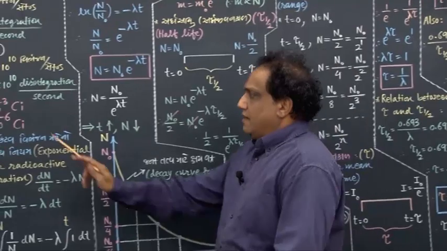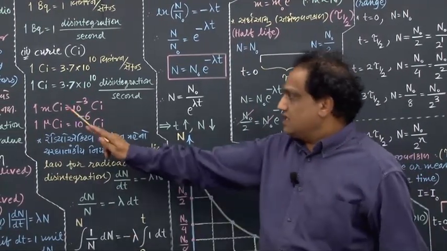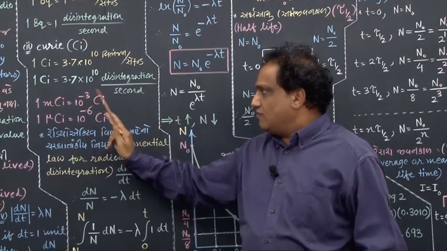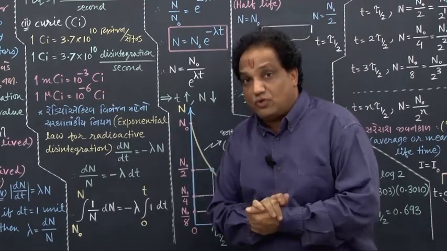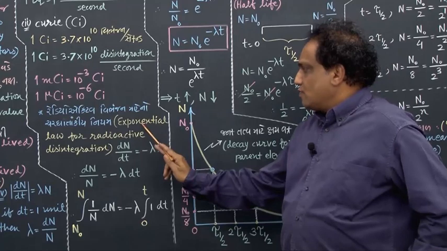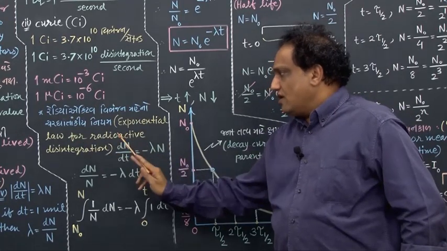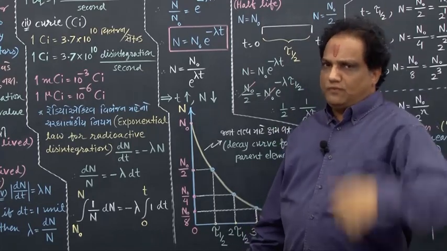Now, in practice, we also use some sub-multiples of Curie. Say 1 millicurie is 10 raised to minus 3 Curie. 1 microcurie is 10 raised to minus 6 Curie. Simple. Now, exponential law for radioactive disintegration. Let us derive that law.